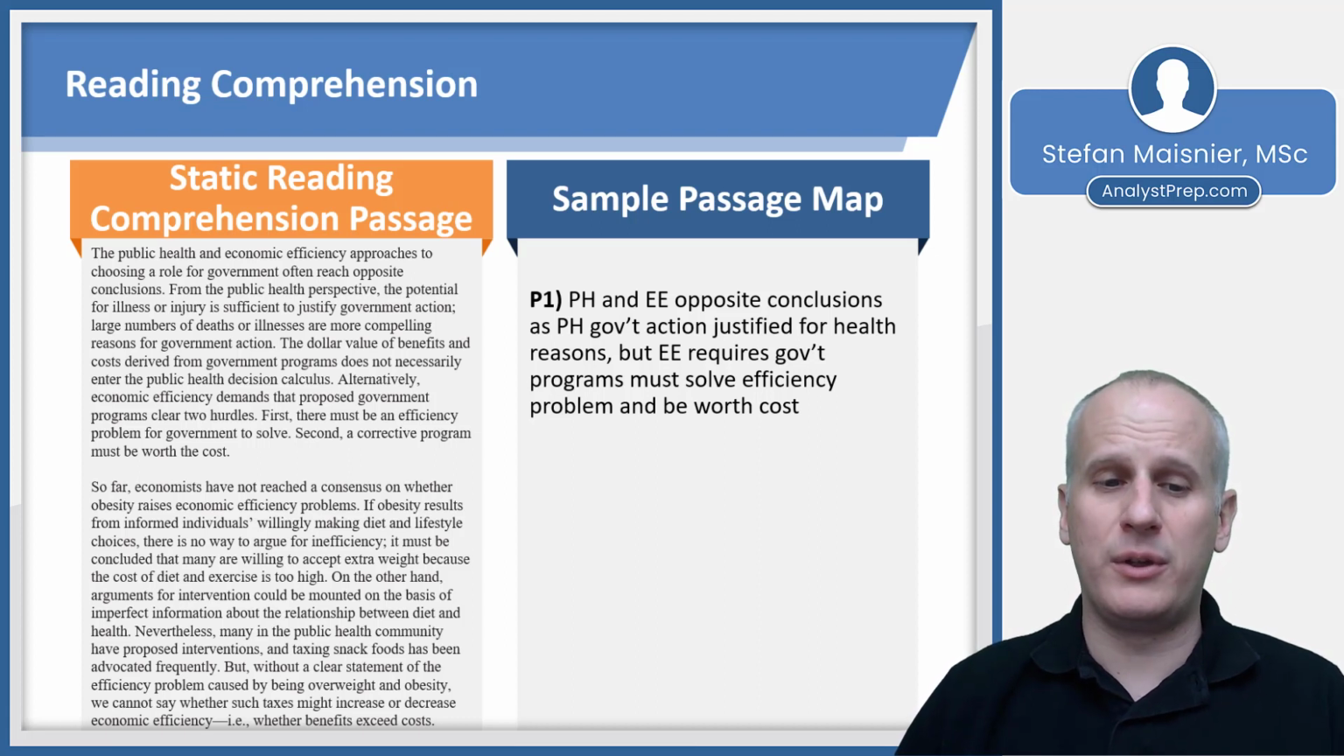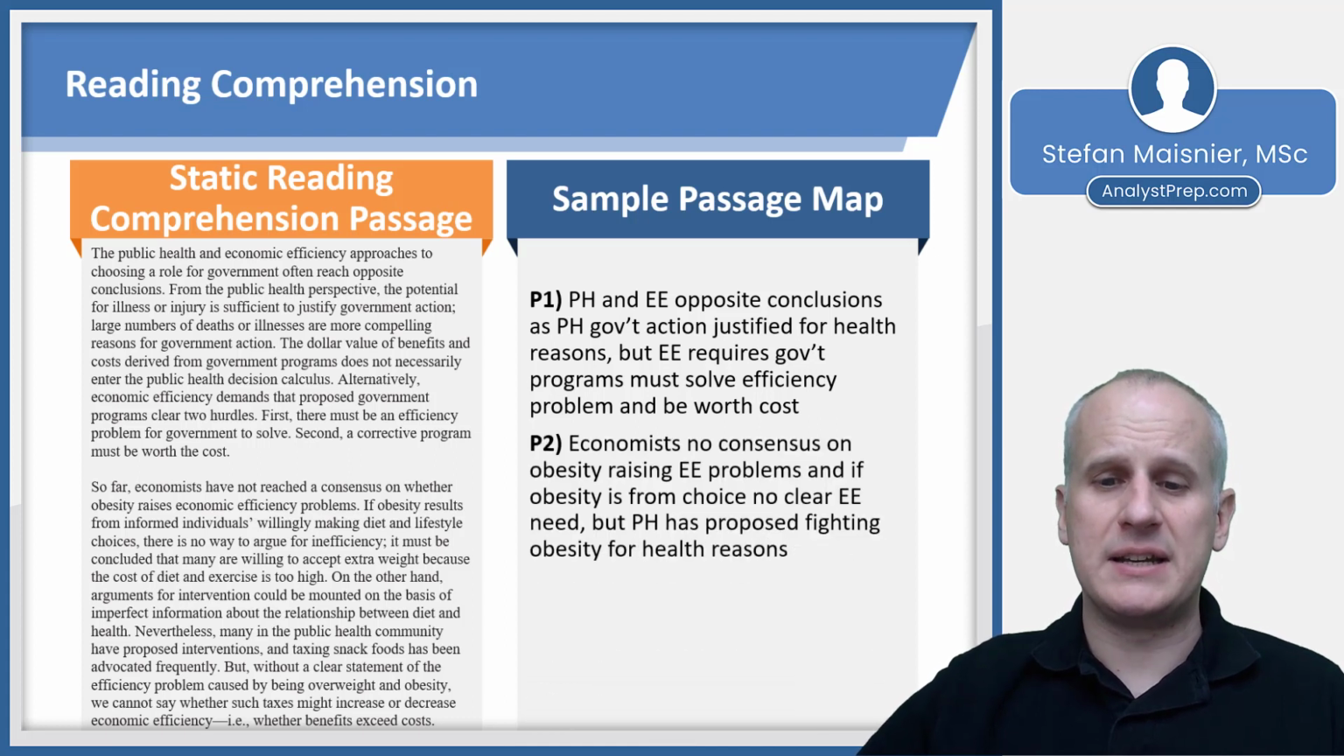So now we know that we're basically taking what we talked about in the first paragraph about PH and EE and applying it to obesity. And the PH side says that it is potentially necessary, just from a public health perspective, to intervene on behalf of fixing obesity. But the economists and the EE approach says that there isn't necessarily a clear statement of an efficiency problem or a cost-benefit analysis that says we should engage governmentally with obesity or obesity-combating programs.